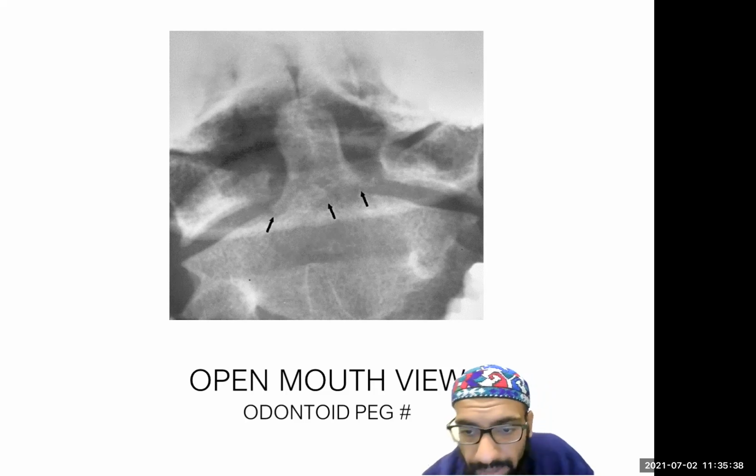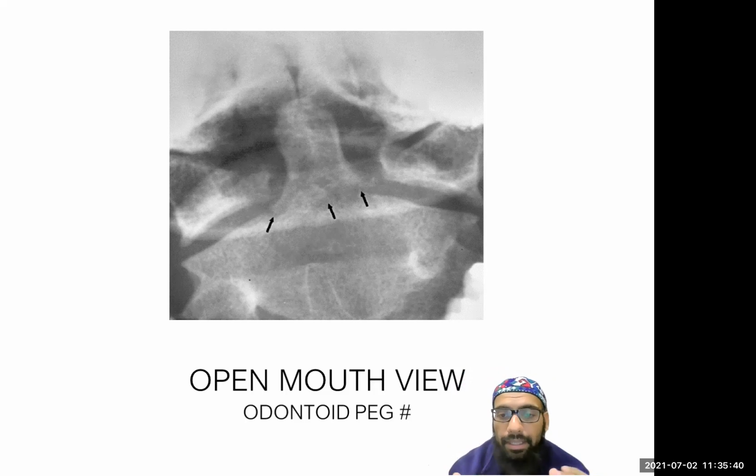So don't just ask for an open mouth view as a regular thing. If you suspect C1 and C2 are fractured, that's when you ask for an open mouth view, because that's all that you can see on an open mouth view. Right? In this particular one, if we follow the cortex of C2, we can see where the odontoid peg is fractured, and that's the fracture line running through. So these types of patients will often be sent to a spinal unit.